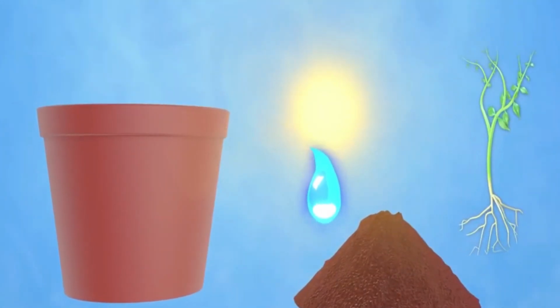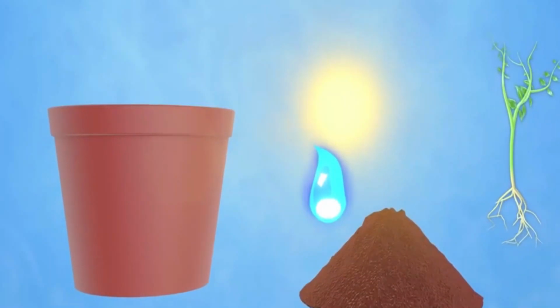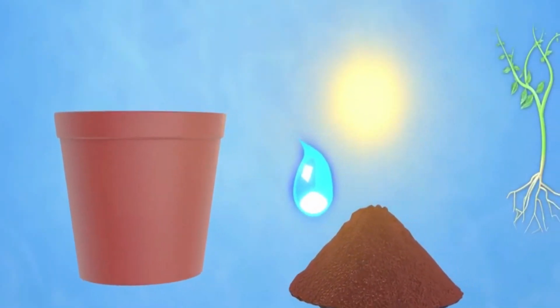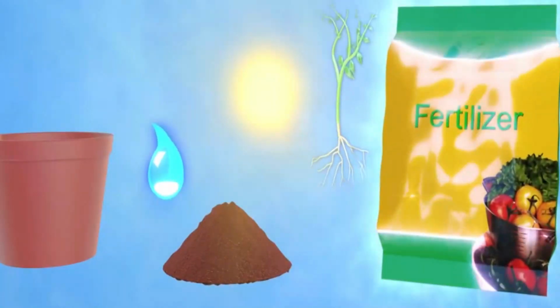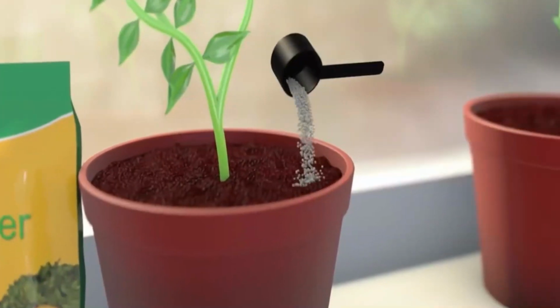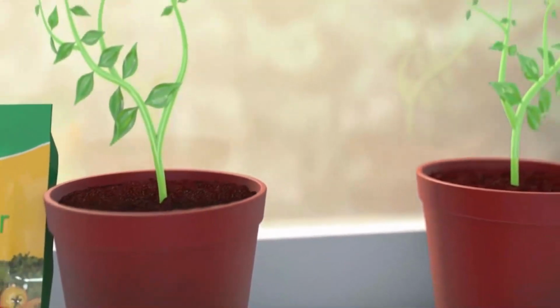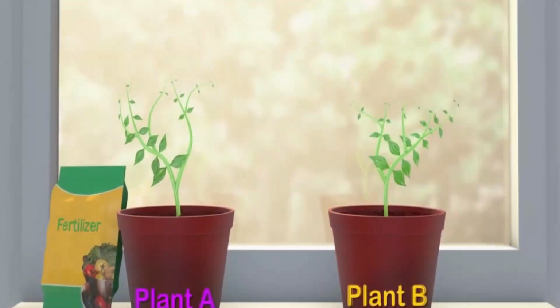So you can check that a plant needs sunlight, water, and soil. What we are doing is providing them equally. Now we are going to add the testing factor. So what is the testing factor? That is the fertilizer. Out of these two, I am supplying the fertilizer to setup A but not to B. So here we call B the controlled setup.